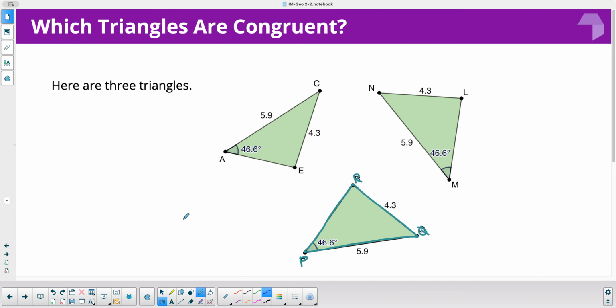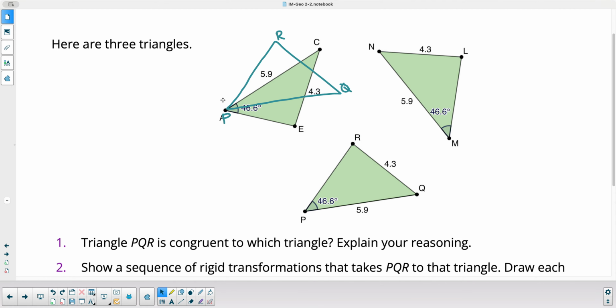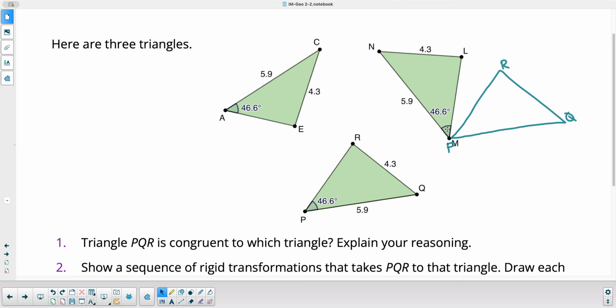All right, so here are three triangles. Triangle PQR is congruent to which triangle? Explain your reasoning. So what I need to do is translate by directed line segment either PA or PM. I don't know which one it's going to be, but I can see that those are the same angle measure. So I need to get P aligned with either A or M.